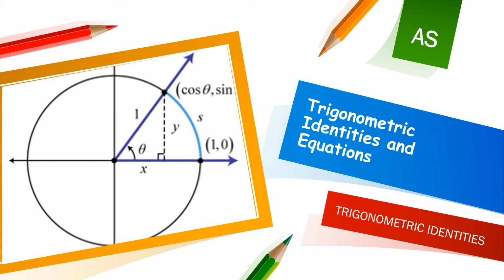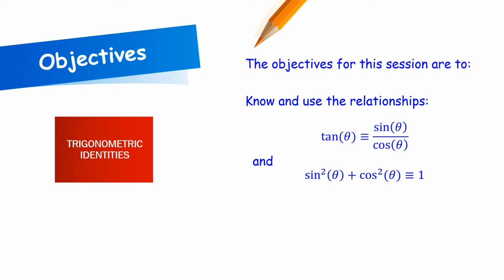Welcome to the session on trigonometric identities and equations. Trigonometric identities. The objectives for this session are to know and use the relationships tan theta is identical to sine theta over cos theta and sine squared theta plus cos squared theta is identical to 1.